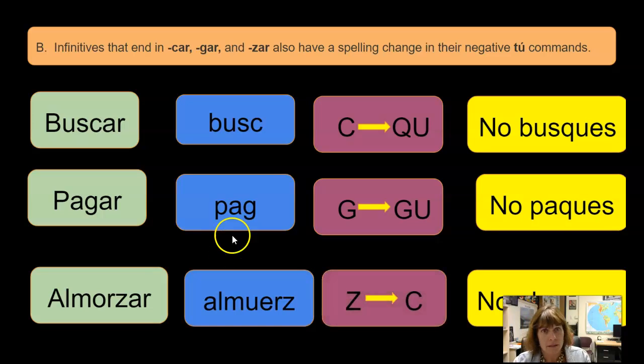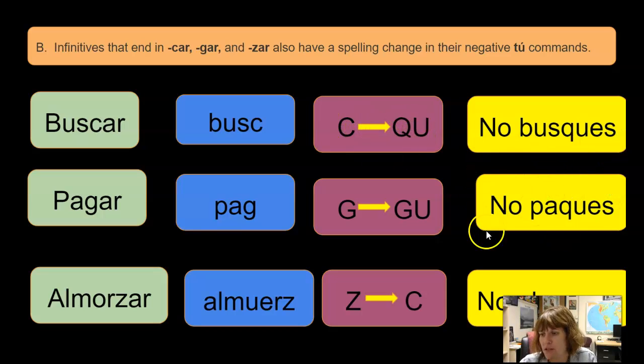For verbs, infinitives that end in CAR, GAR, and ZAR also have a spelling change in their negative tú forms. So for example, buscar, which means to look for. If I went through the whole process, busco, drop the O. C then changes to QU and it becomes no busques.